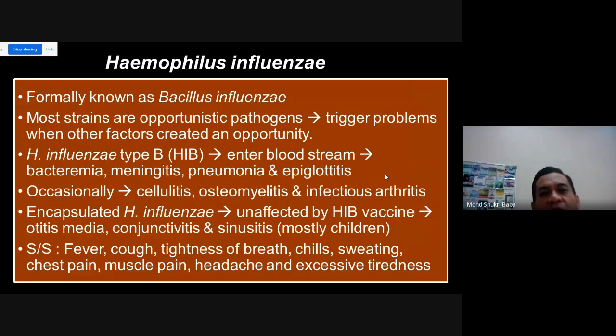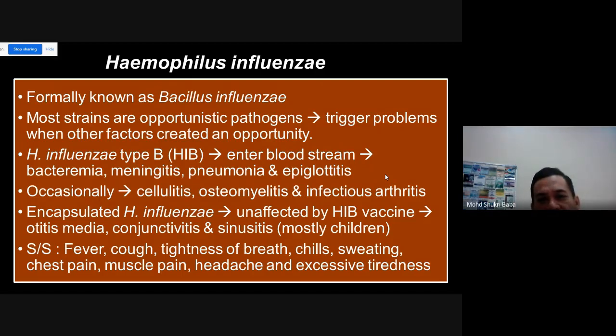So kita pergi kepada Haemophilus influenzae, okay, formerly known as Bacillus influenzae. Most strains are opportunistic pathogens, but they can trigger a problem when other factors create an opportunity. So kita ada sejenis Haemophilus type B, okay, or HIB. They will enter your bloodstream and menyebabkan bacteremia, meningitis, pneumonia, and also epiglottitis. So jarang-jarang sekali, occasionally they can cause cellulitis, osteomyelitis, and also infectious arthritis. Alright. So ada jenis strain iaitu Haemophilus influenzae yang boleh encapsulated, yang boleh menghasilkan kapsul, okay. So bila Haemophilus influenzae yang jenis encapsulated tu, dia basically akan terlindung daripada HIB vaksin, okay.